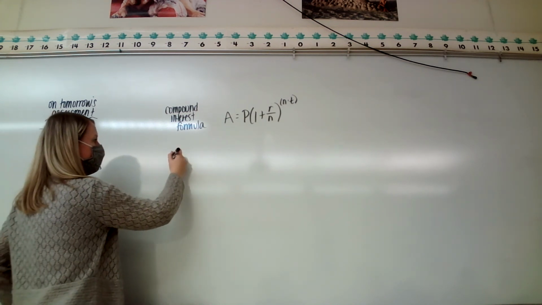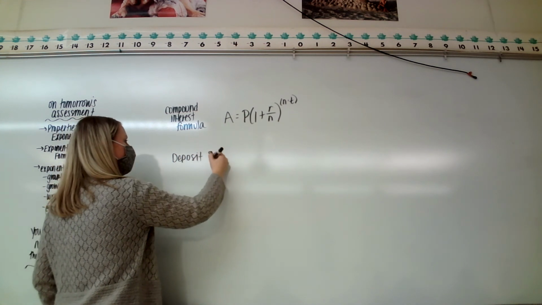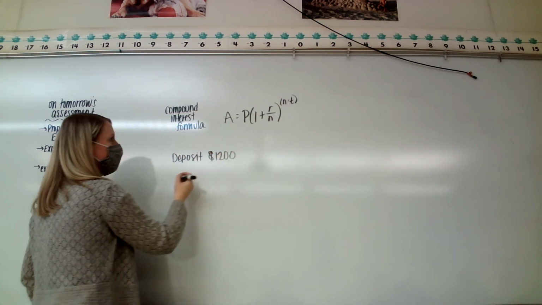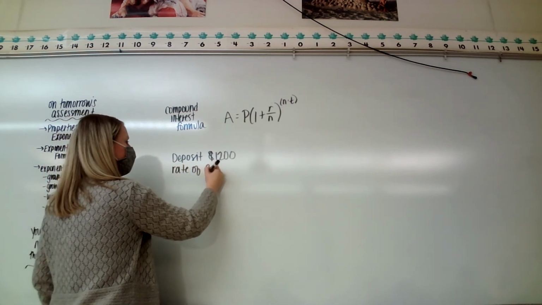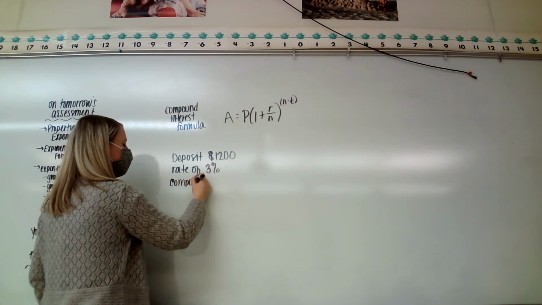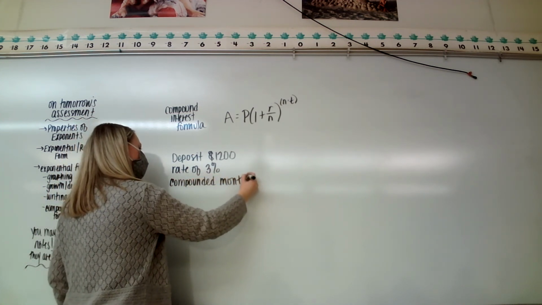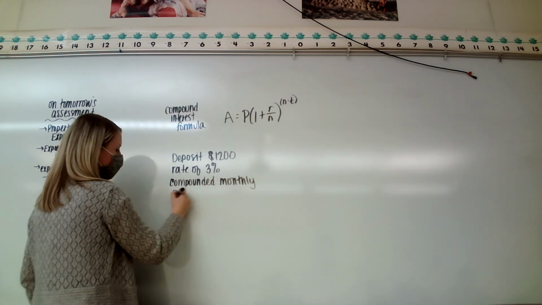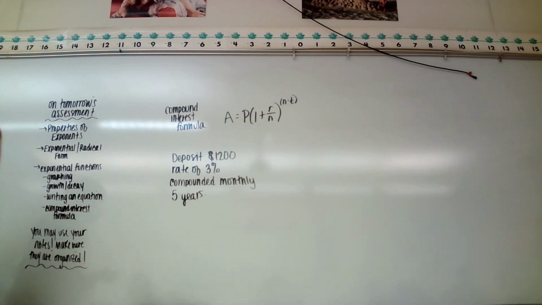So if I say I deposit $1,200 in an account with a rate of 3% compounded monthly for 5 years. I might be a little bit more formal tomorrow, like actually writing complete sentences, but you get the idea. So we have all this info, we just need to know where each thing goes.